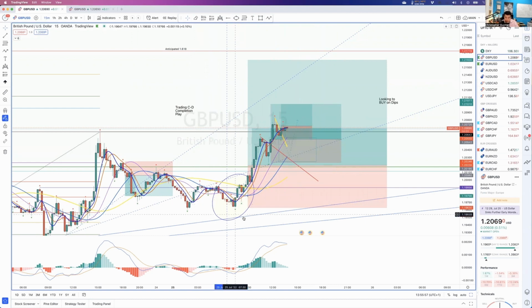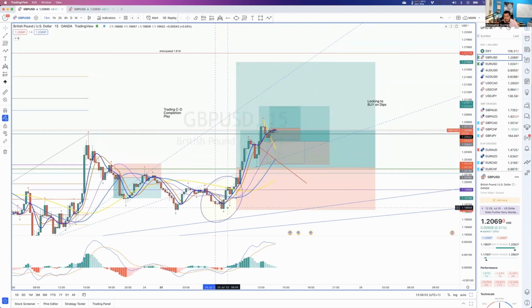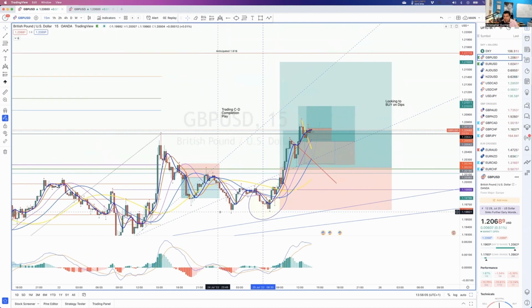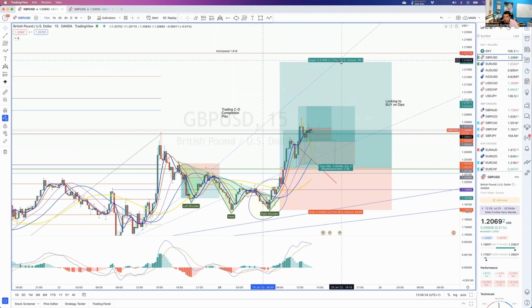I want you to follow this and track this. Keep an eye on what happens here. We're basing this off of the idea that this right here, the head of this head and shoulders, is in fact my C. So in order for this C to D completion play to work and go all the way to the target, it's got to go all the way up to the 1.618 without coming down and taking out that head at any point.